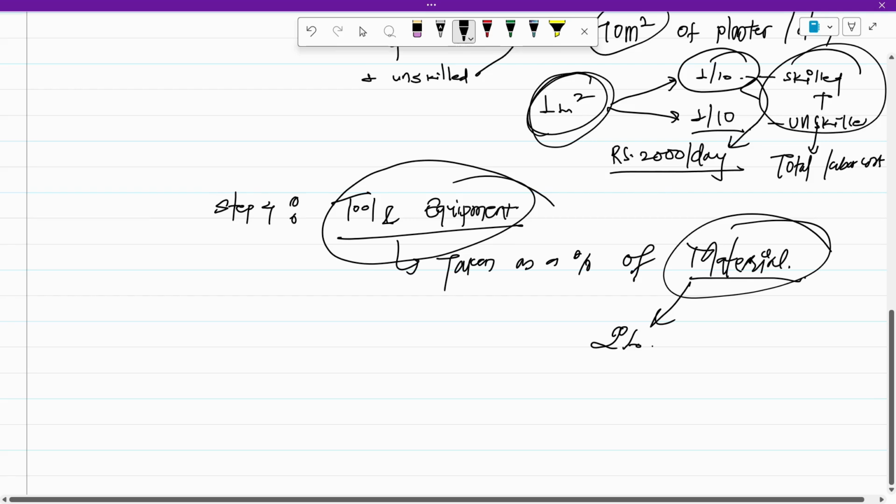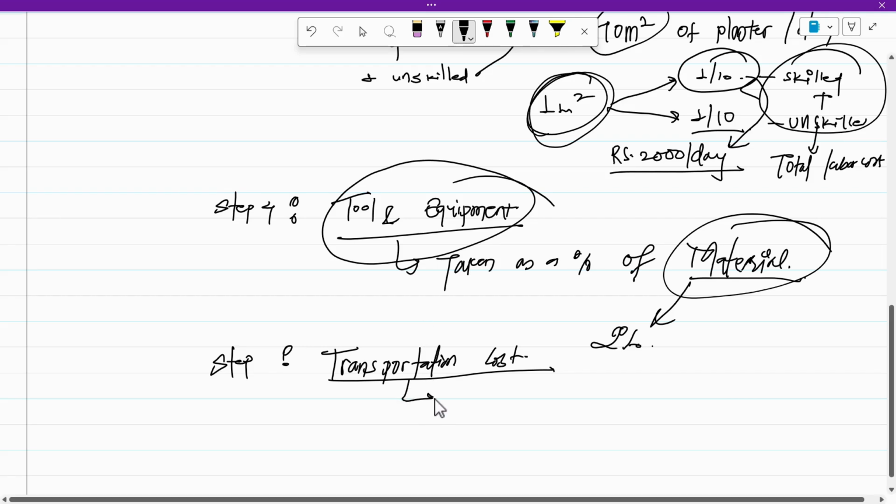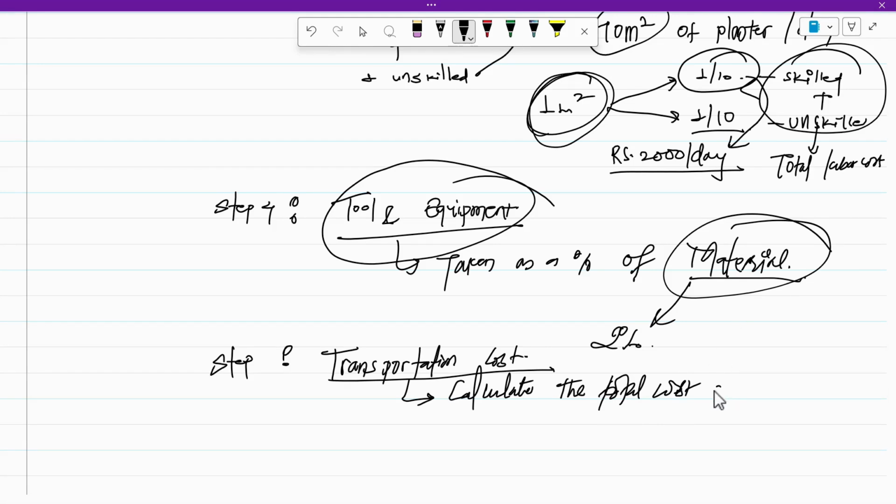So next and very important thing is transportation cost. This is very important. In the transportation cost, what you can do is you calculate the total cost at a certain location that you know.